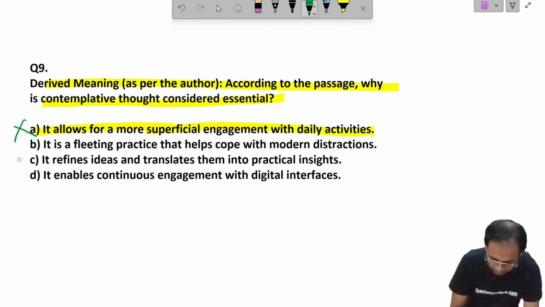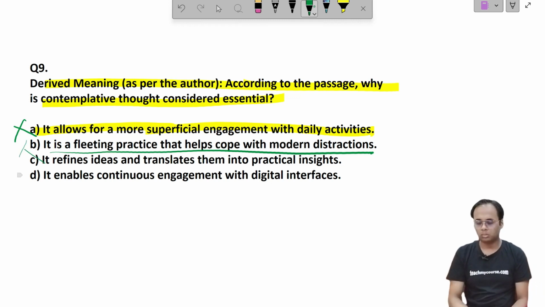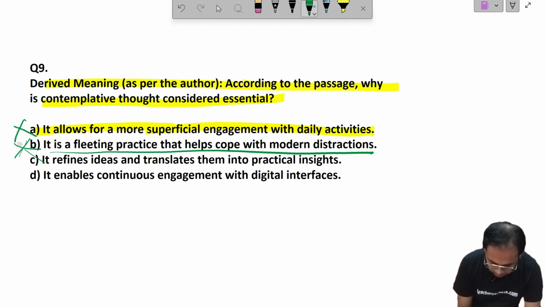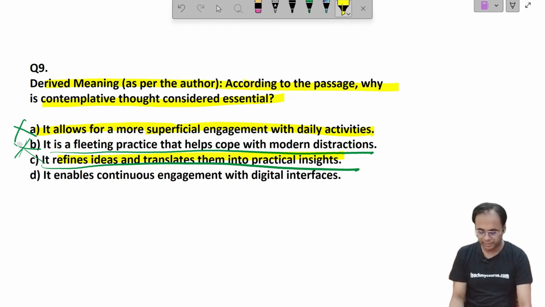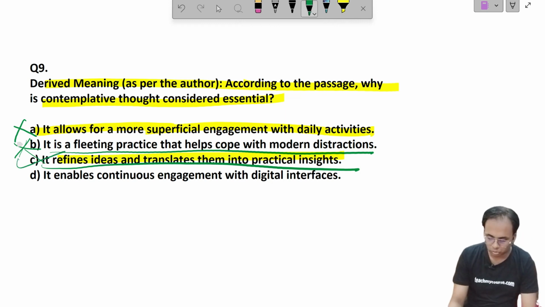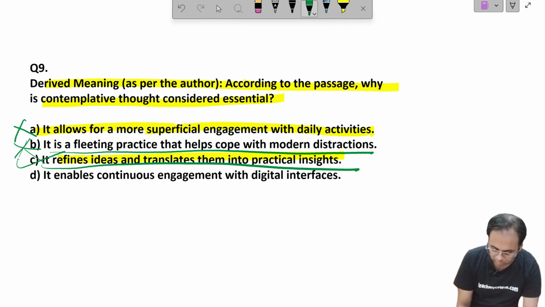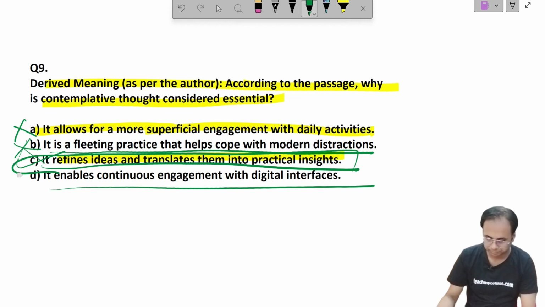Next is, it is a fleeting practice that helps cope with modern distractions. No, it is just not about dealing with modern distractions. It is about the deep thought. Then comes, it refines ideas and translates them into practical insights. That is true, because when you think deeply, it refines ideas and translates into practical insights. Fourth option is, it enables continuous engagement with digital interfaces. No. So this is the right option.